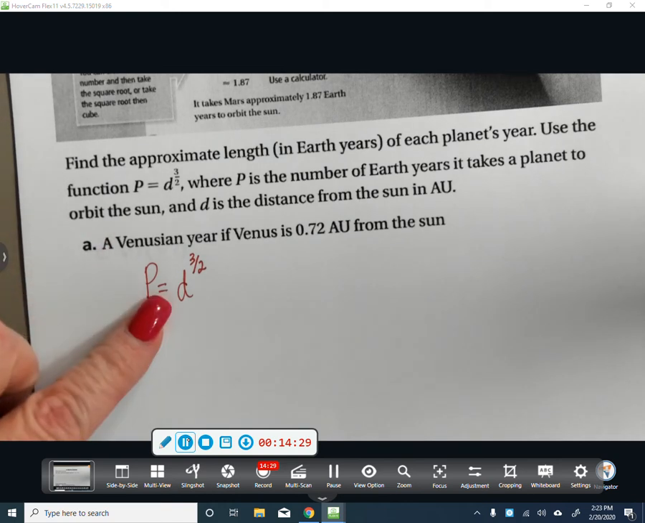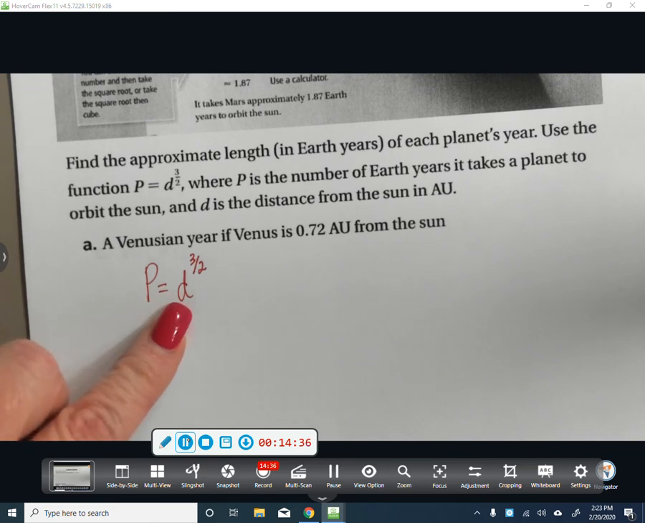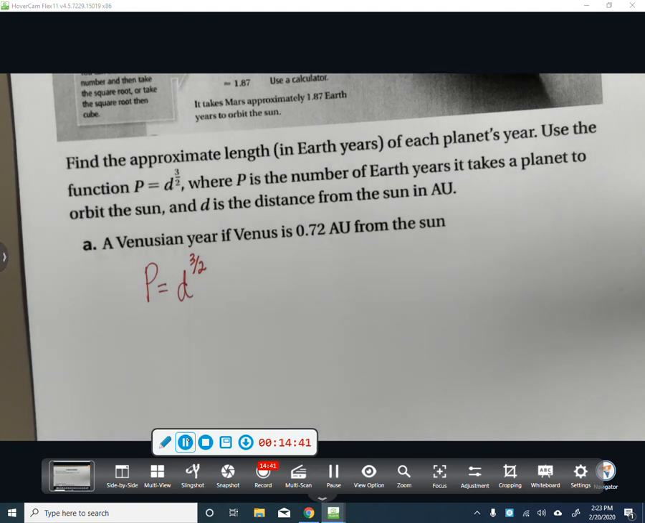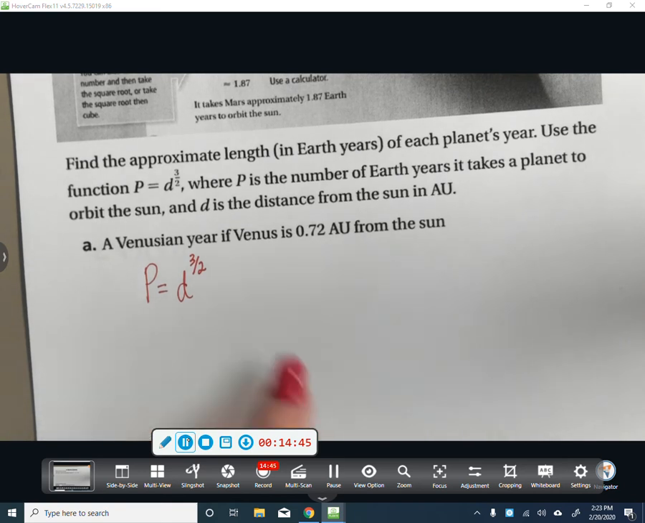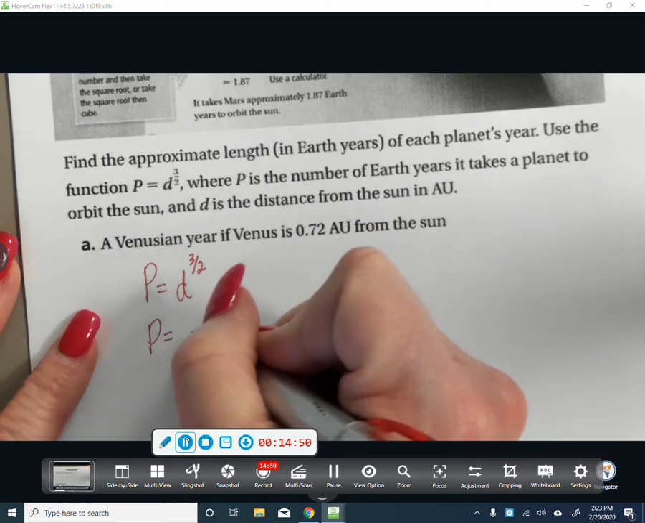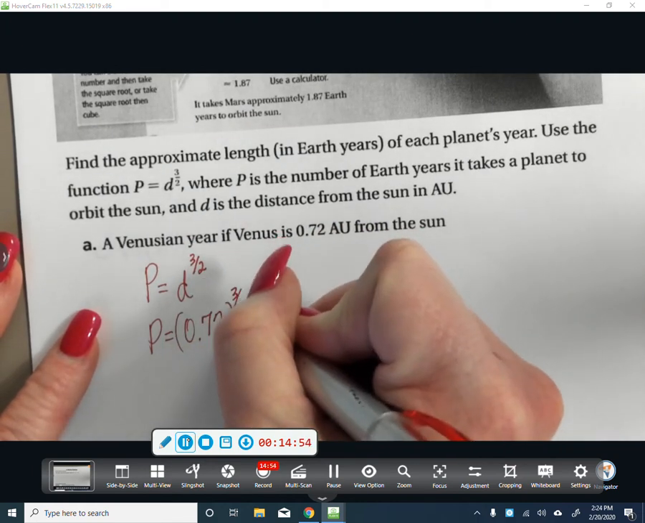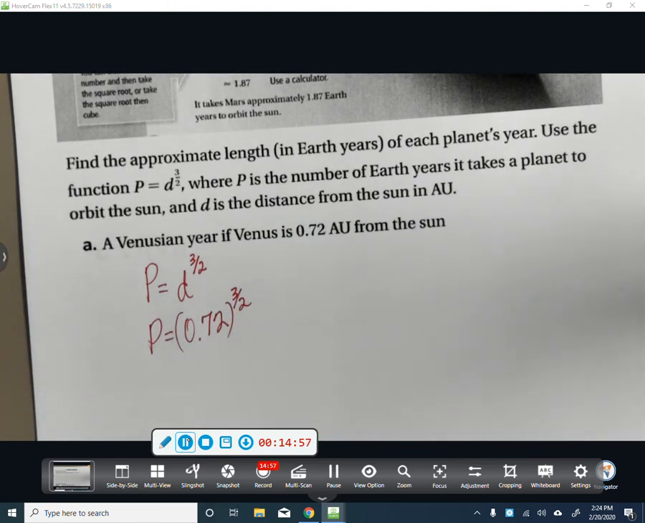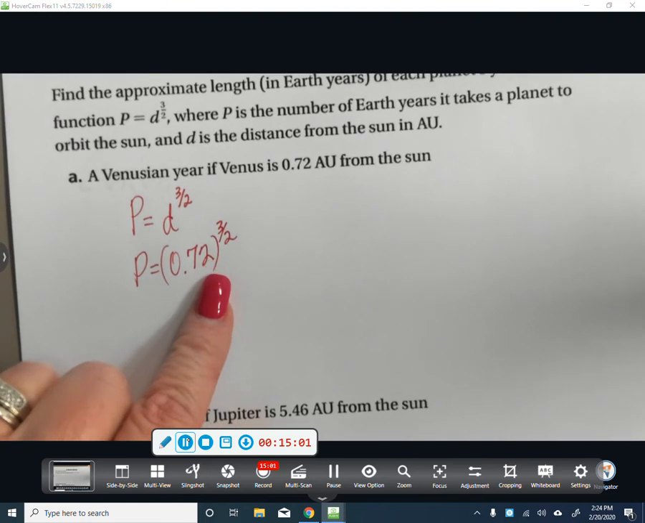P is the number of Earth years, and D is the distance. Now, what do I have? I have the distance. So I'm plugging in 0.72 for D. So P is going to be equal to 0.72 raised to the 3/2 power. But I don't want to use it like this. I want to go ahead and put it in radical form.